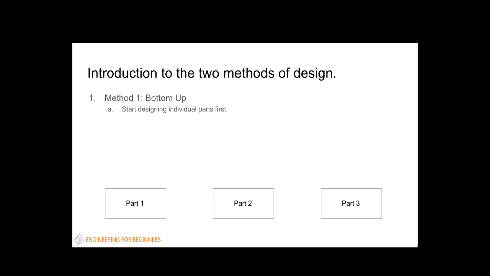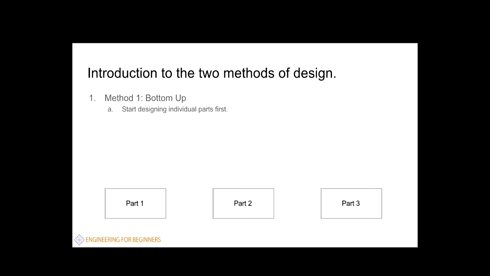So now that we have the design software all set up and ready to go, let's take a few minutes to talk about the two major methods that we use to design things. The first method is something I call bottom-up, or the bottom-up approach. In this method, we start by designing each individual part first as separate files.